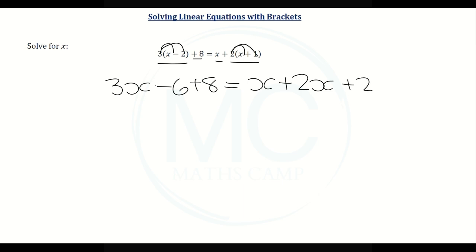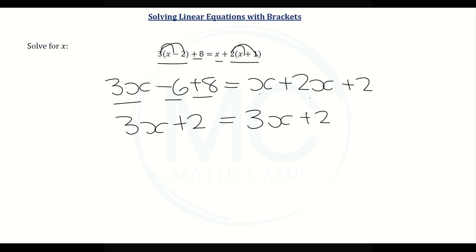Now we can add like terms. On the left-hand side, we've got 3x, so we say 3x over here. Negative 6 plus 8 is positive 2. We've got an equal sign. x plus 2x gives us 3x. And then we have plus 2 again. Let's put our x terms on one side of the equation. We have 3 and 3. So it doesn't matter which side you want to put them on, but I'm going to put them on the left-hand side. I have 3x.